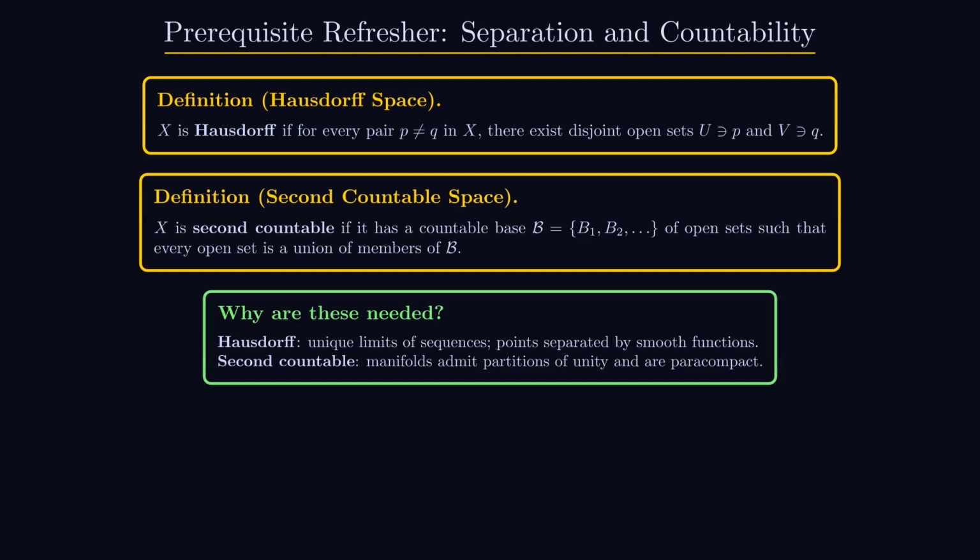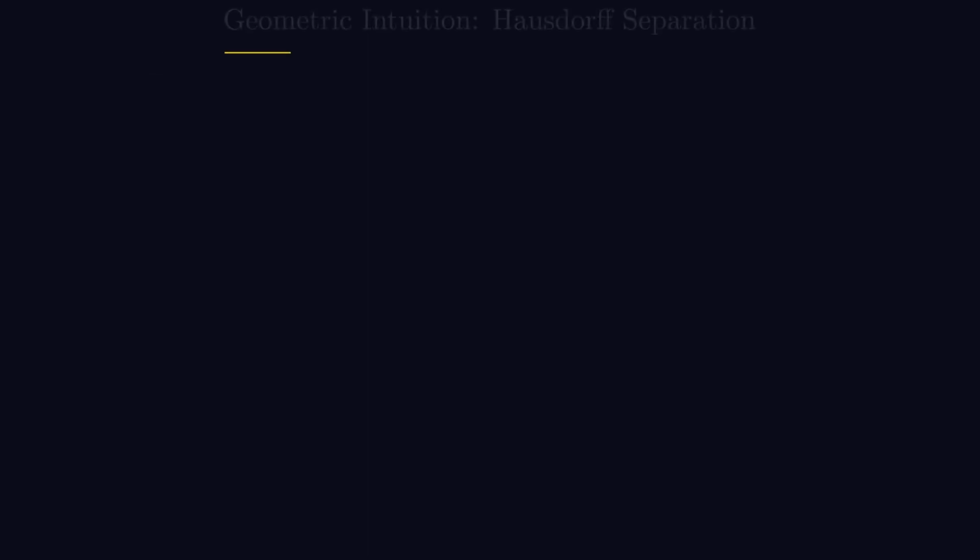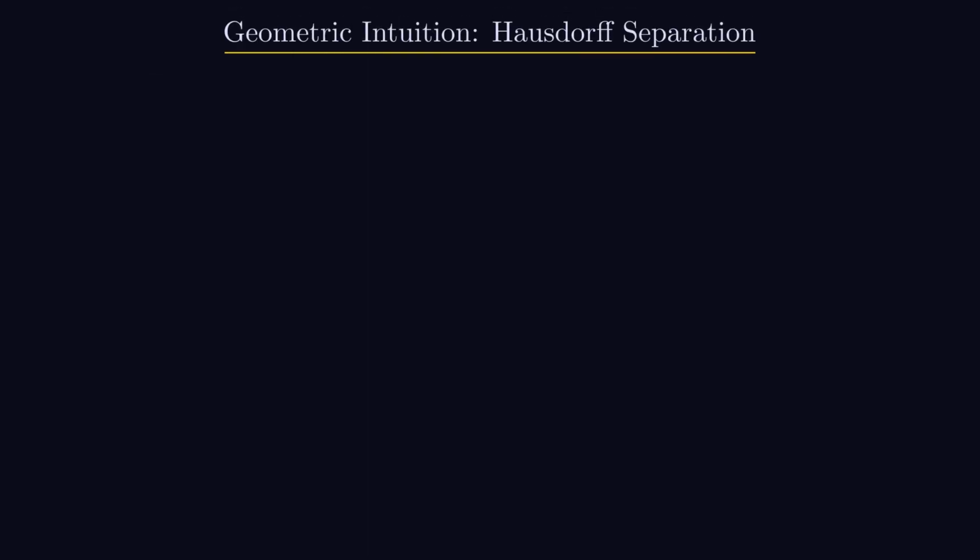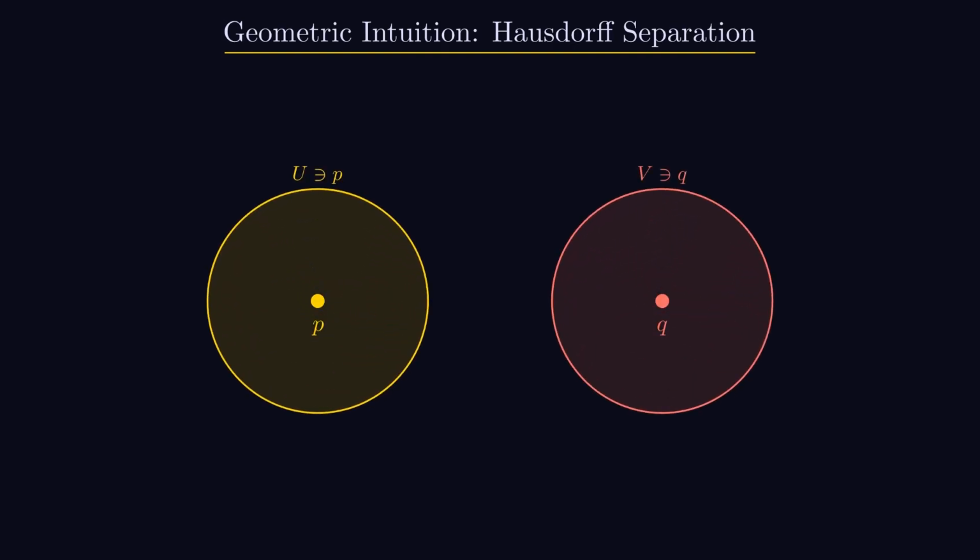Here is the geometric picture of Hausdorff separation. We have two distinct points, P on the left and Q on the right. The Hausdorff condition gives us disjoint open neighborhoods, U containing P in gold and V containing Q in red, that do not touch each other. The intersection of U and V is empty. This is the Hausdorff axiom. Points can always be topologically separated.